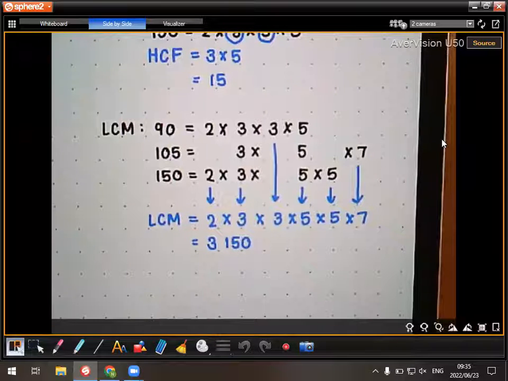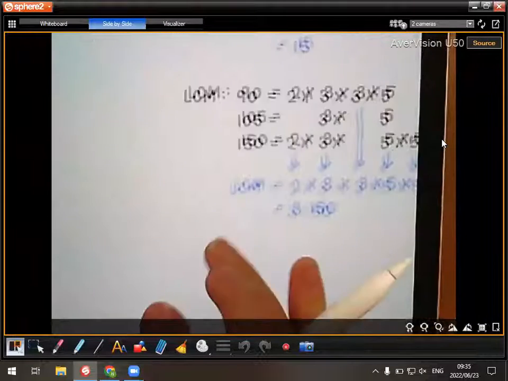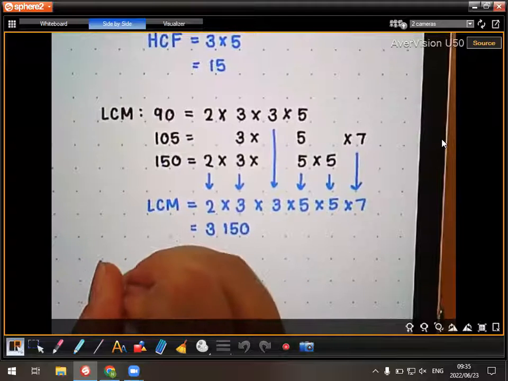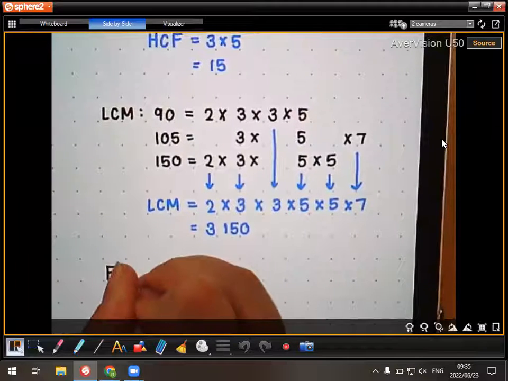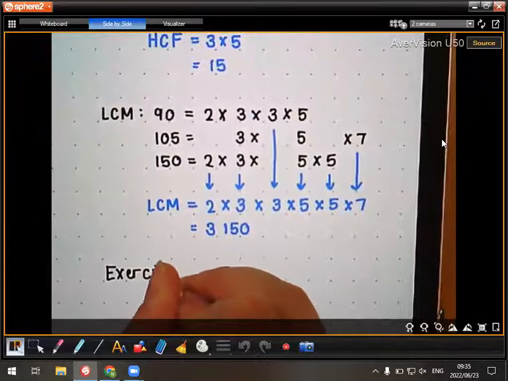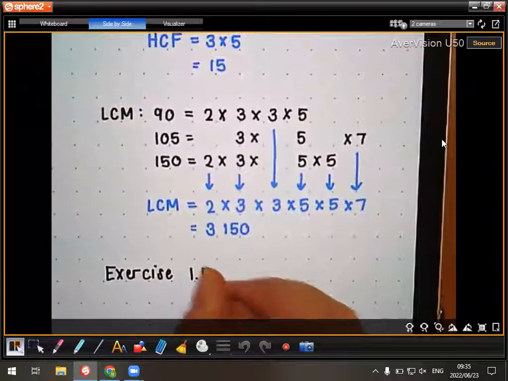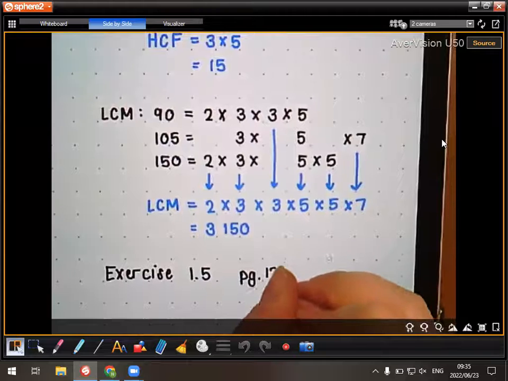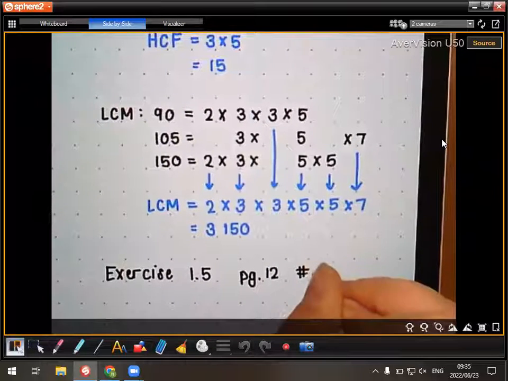All right, guys, we still have about 25 minutes left. I'm going to give you some of these to practice now from the textbook. I'll also put it on the board for you, all in one spot, but just write down quickly: it's exercise 1.5 on page 12, and I want you to do numbers 1 and 2.